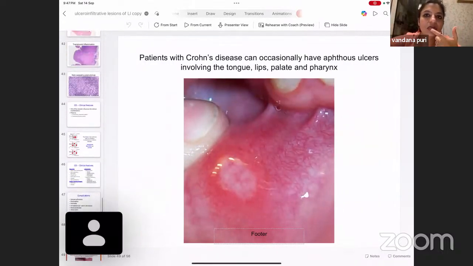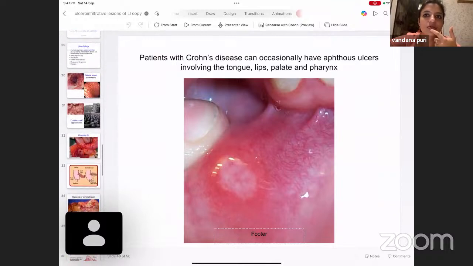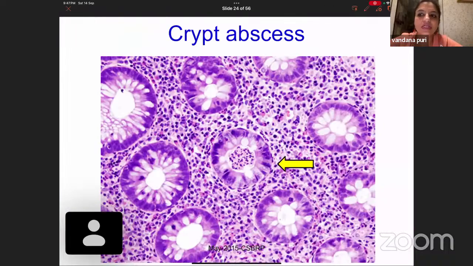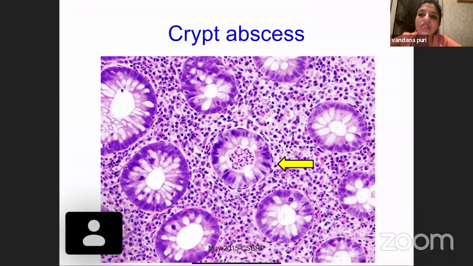Okay, one more image I wanted to show you is a crypt abscess, which should be clear. What do you understand by the term crypt abscess? Whenever there is a collection of neutrophils inside the crypt, that is a crypt abscess, and it indicates active disease. So whenever we have active disease, either Crohn's or ulcerative colitis can show you crypt abscesses, but ulcerative colitis shows you more. This is what is called crypt abscesses, which you can see in active inflammatory bowel diseases.